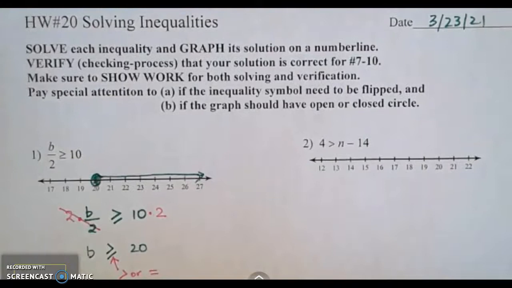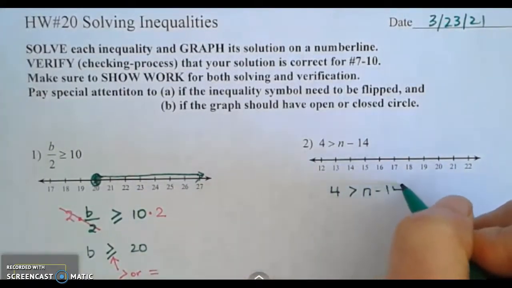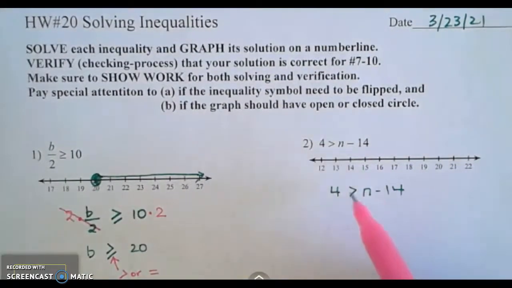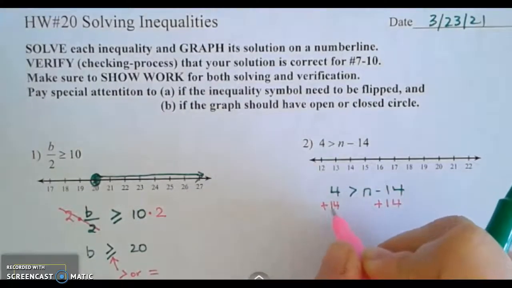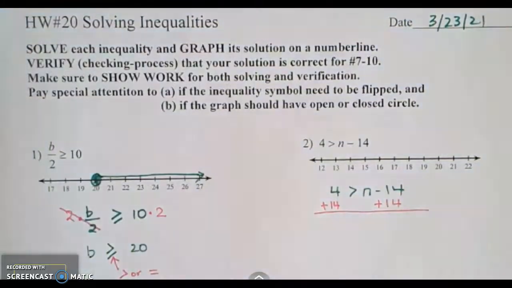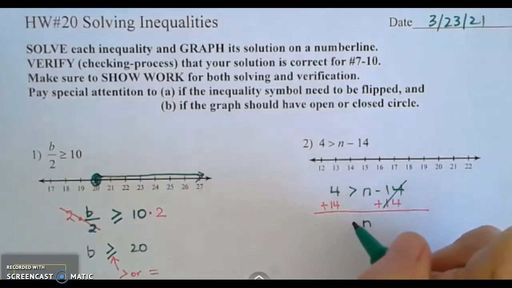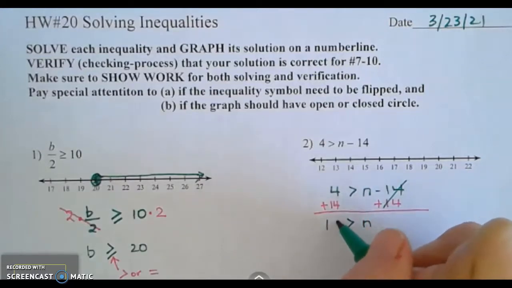Next problem. 4 is greater than n minus 14. Again, I want the n by itself. I don't want anything around it. So I need to get rid of negative 14. How do I do that? I need to add 14 to both sides. Okay, and when I do that, this becomes 0. So you're left with n on the right hand side, and 4 plus 14 is 18.